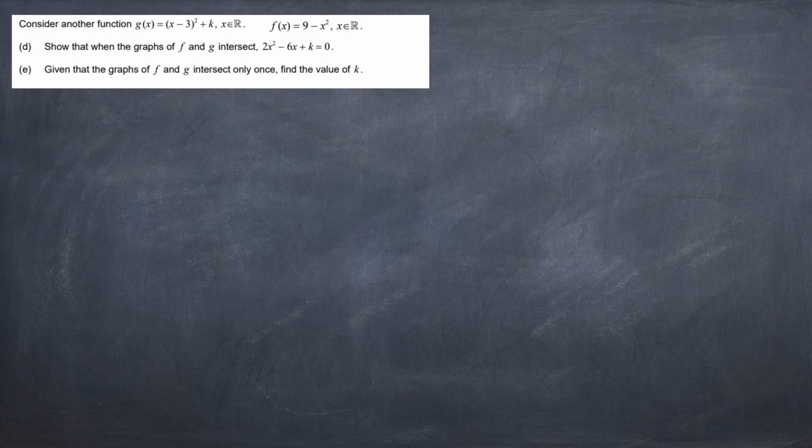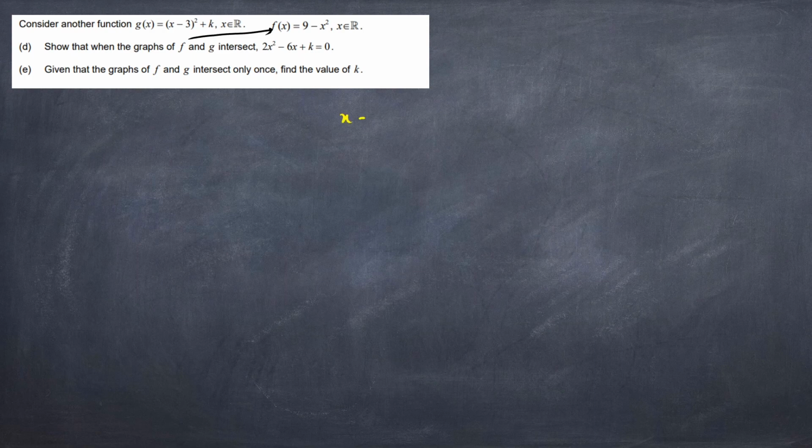Okay, so now consider another function g(x) equals (x minus 3) whole square plus k, where x belongs to R. Now show that when the graphs of f and g intersect, this will be the equation. I have just put f here so that you can understand this properly. So if f and g are intersecting, it means the two graphs will be equal at that particular point. So we will just calculate the equal part and the problem will be done.